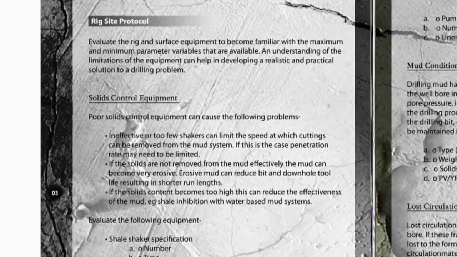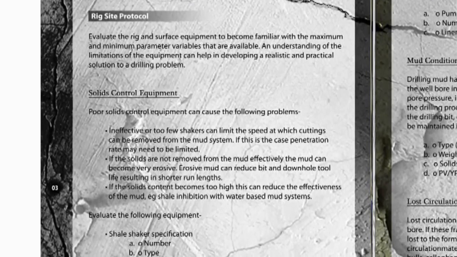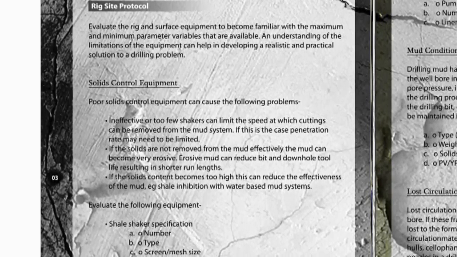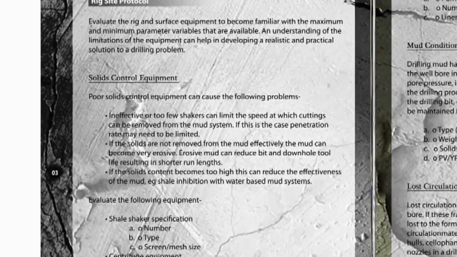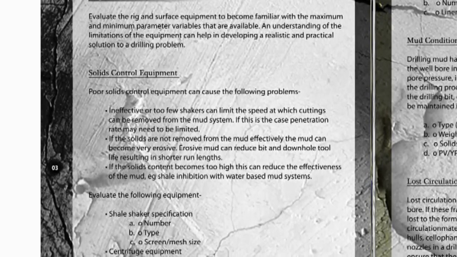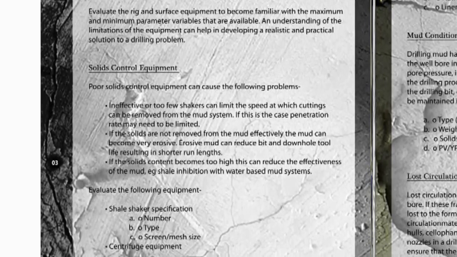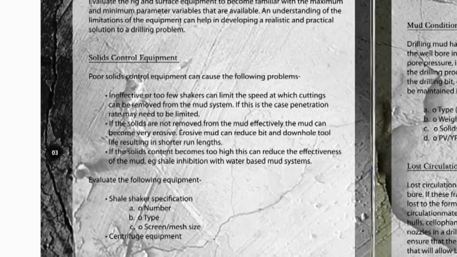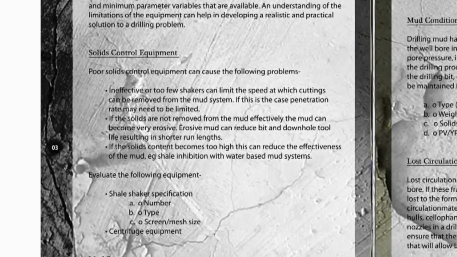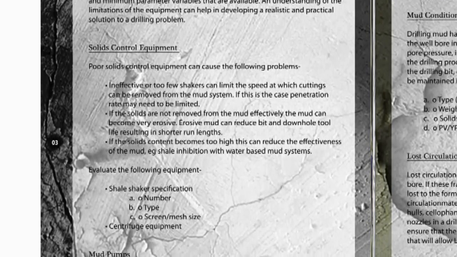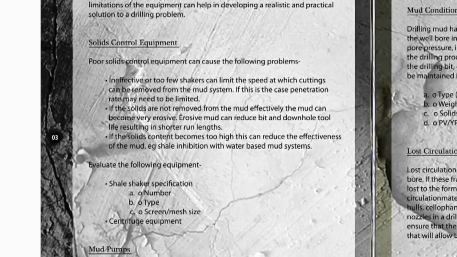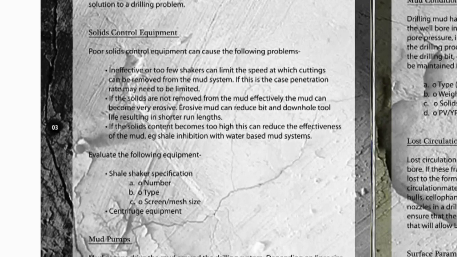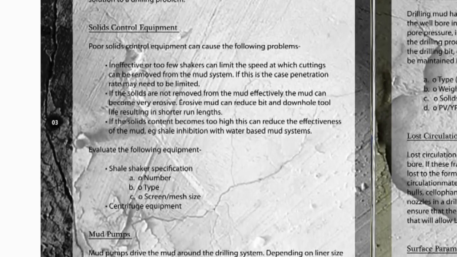Solids control equipment. Poor solids control equipment can cause the following problems. Ineffective or too few shakers can limit the speed at which cuttings can be removed from the mud system. If this is the case, penetration rate may need to be limited. If the solids are not removed from the mud effectively, the mud can become very erosive. Erosive mud can reduce bit and downhole tool life, resulting in shorter run lengths. If the solids content becomes too high, this can reduce the effectiveness of the mud, for example, shale inhibition with water-based mud systems.